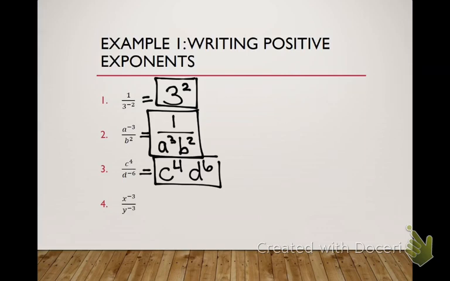So in this one, actually both of my terms were negative. So in order to make X positive, where does it have to go? It's got to go down into the denominator. And in order to make Y positive, where does it need to go? Up into the top. So they actually reverse locations, and it ends up being Y to the third over X to the third.